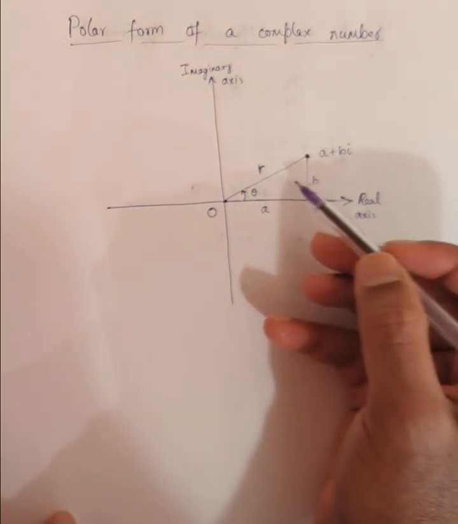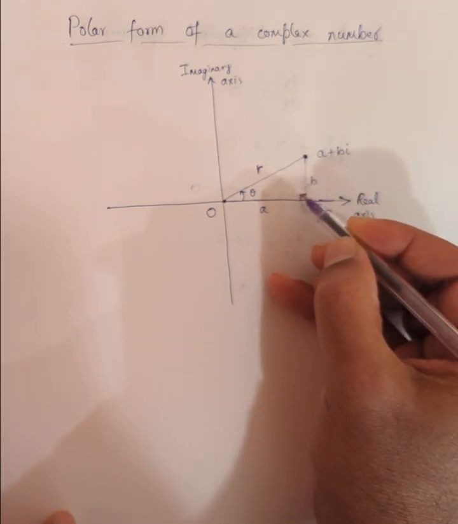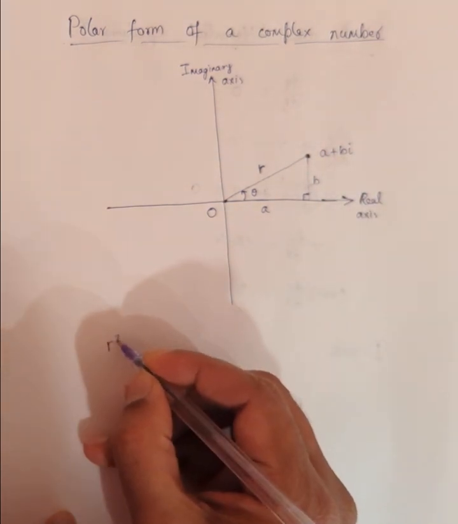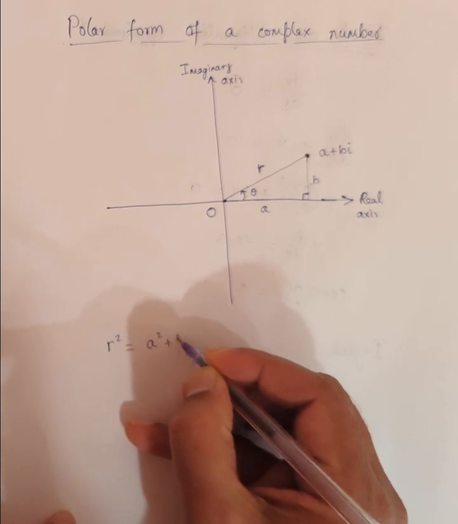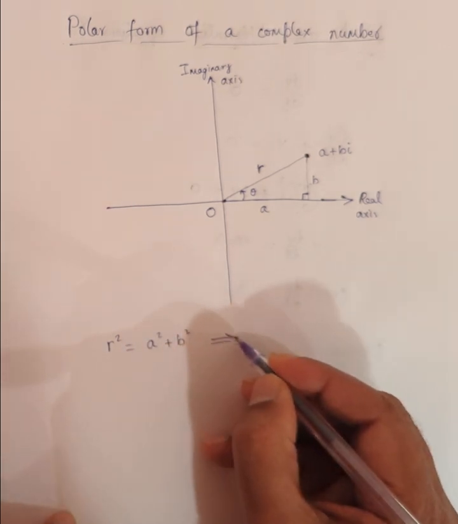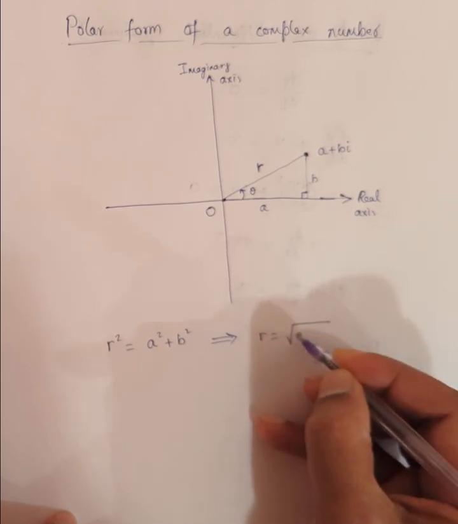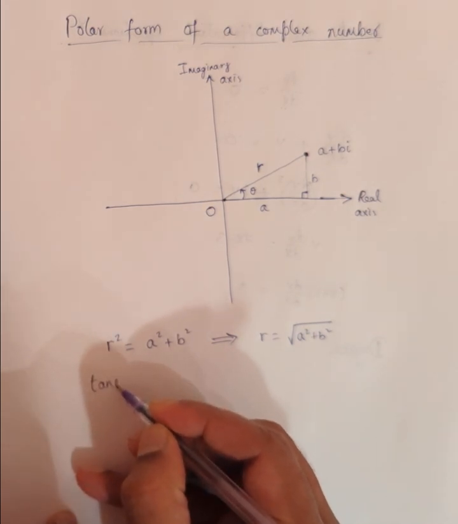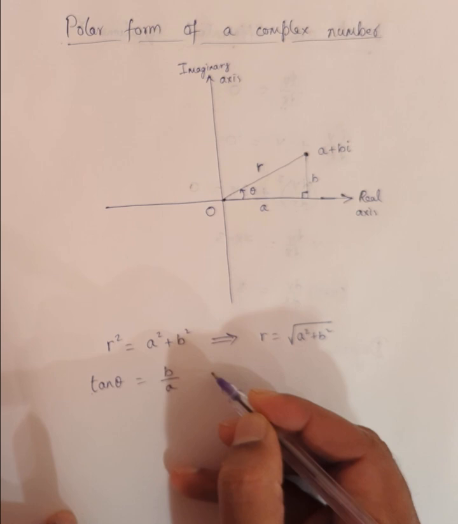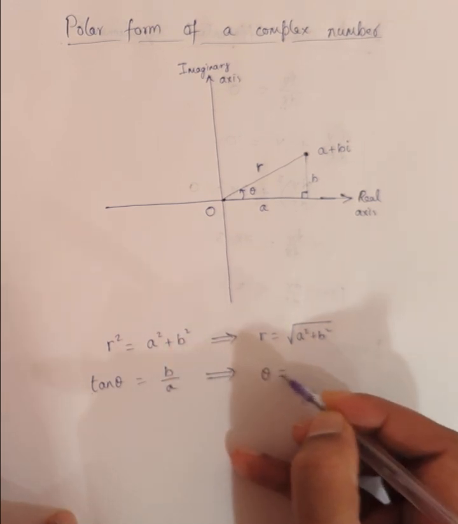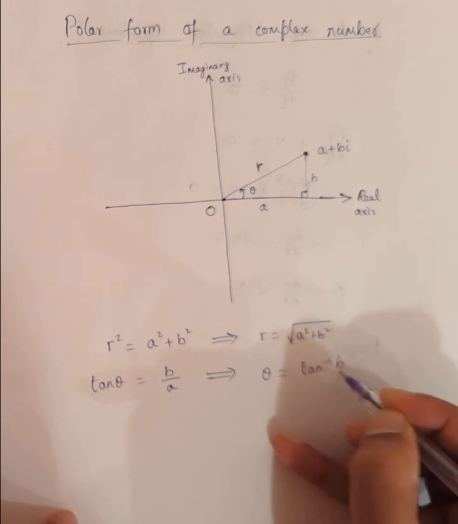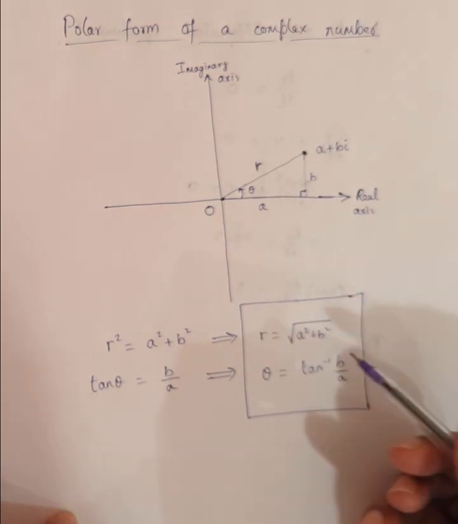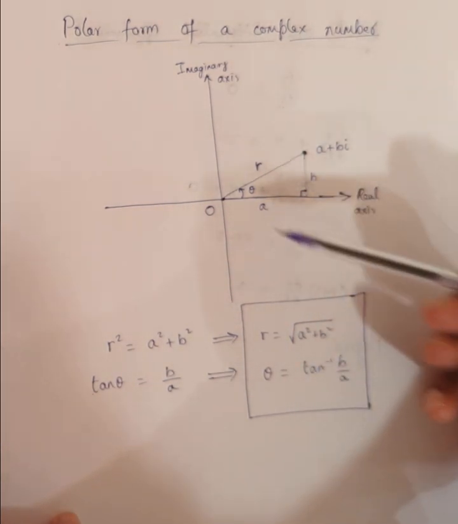And how are they related? So clearly this is a right triangle, and r is the hypotenuse of a right triangle with legs a and b. So you get r squared equals a squared plus b squared, which means r is the square root of a squared plus b squared. And also tan theta is equal to b over a. So that means theta would be tan inverse of b over a. So that's how you can get the polar form from the rectangular form. You can get both r and theta.